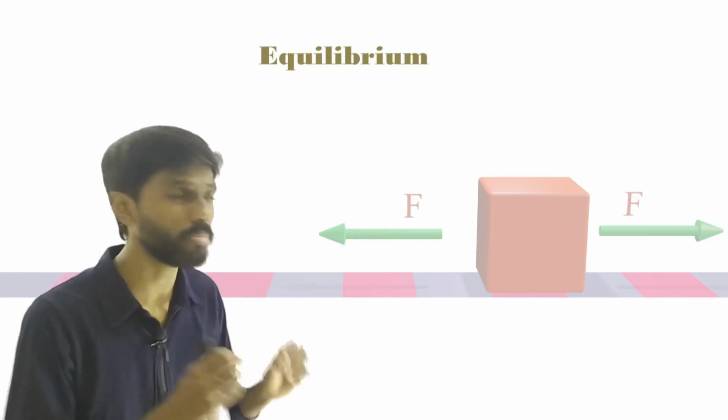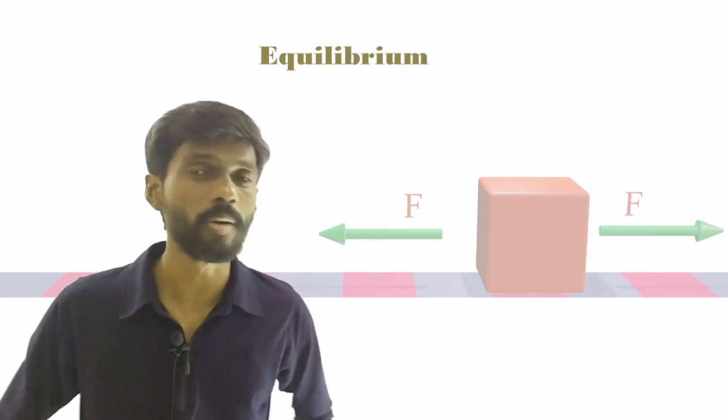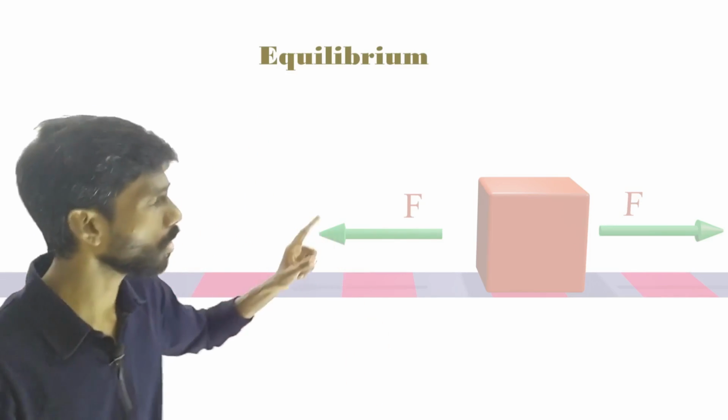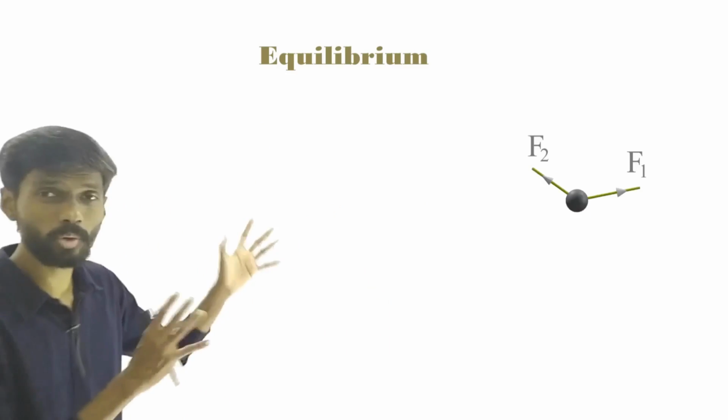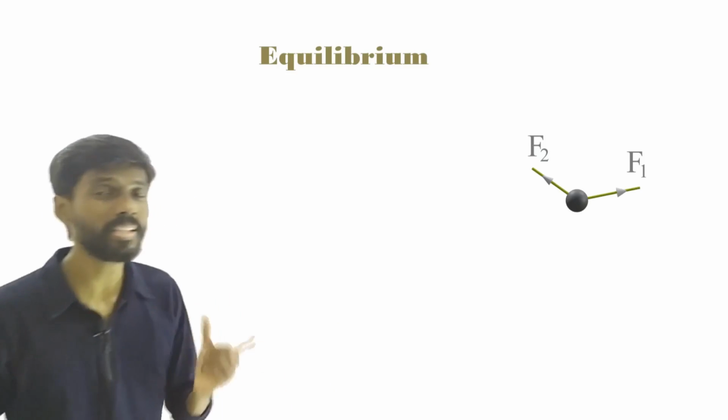You understand? The object is in equilibrium. So when the total force acting on the object is zero, not necessarily two forces, it may be three forces, right? So these two forces act on the object. So they don't cancel each other because they are not in the opposite direction. Now there is a third force, right?